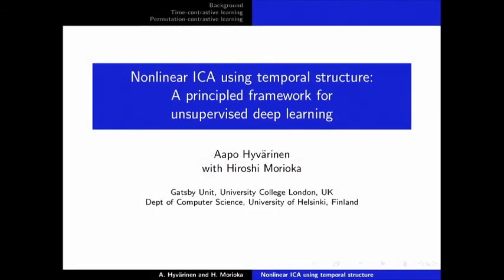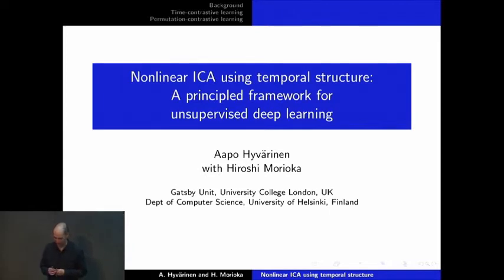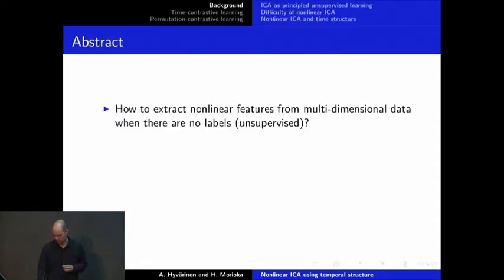So, yes, what I will talk about is basically a combination of independent component analysis, so ICA on the one hand, and deep learning in neural networks on the other hand. In particular, what I will claim is that nonlinear ICA provides what I would call a principled framework for unsupervised deep learning. And technically, the important thing here is that it's really only possible in some sense when we use the temporal structure of the data.